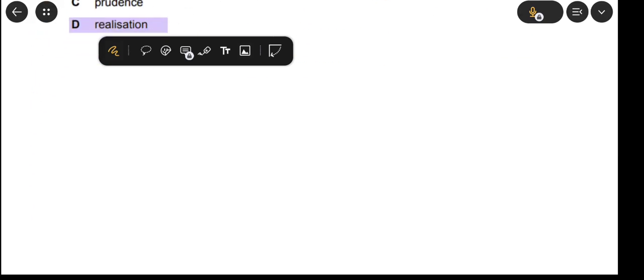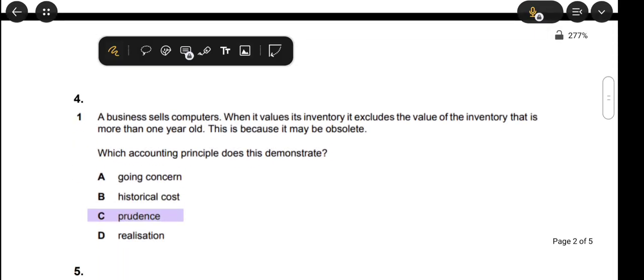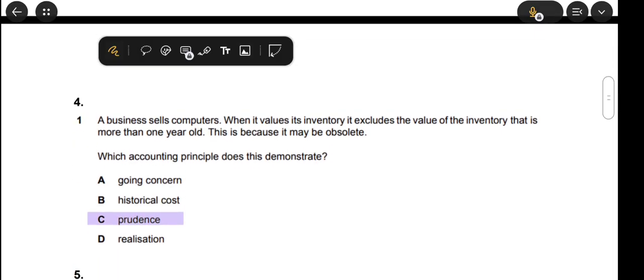Question 4. A business excludes old inventory from valuation because it might be obsolete. Which principle is this? Correct answer, C. Prudence. Explanation. Prudence means being cautious, don't overstate assets or profits. If inventory might be obsolete, valuing it lower avoids exaggerating financial health. This is classic prudence, anticipate losses but not gains until they're certain.